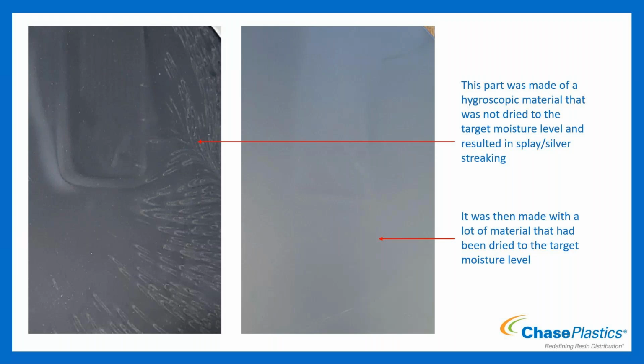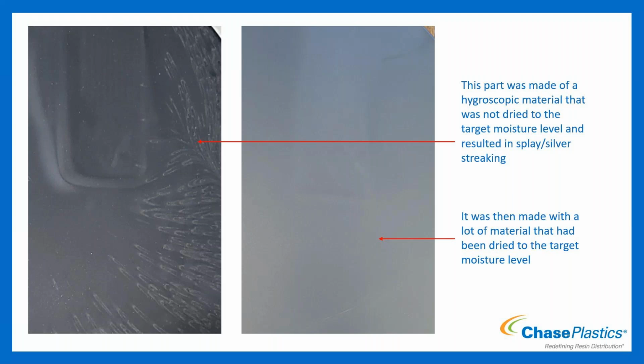And then you can see the other one. The lighting's kind of funny. It's not actually gray. It is black, but the lighting is kind of funny. But you can see that the material was dried correctly, and you don't have that issue. And so we want to make sure we're drying it. So one, it looks great and also performs the way that it is supposed to.